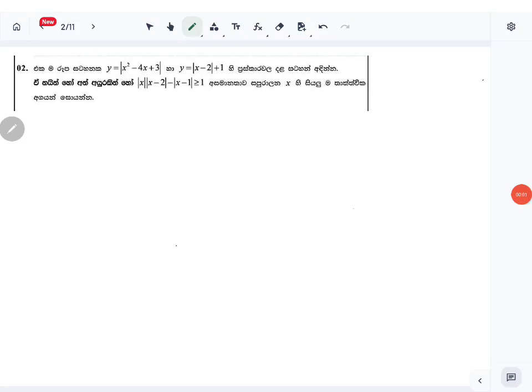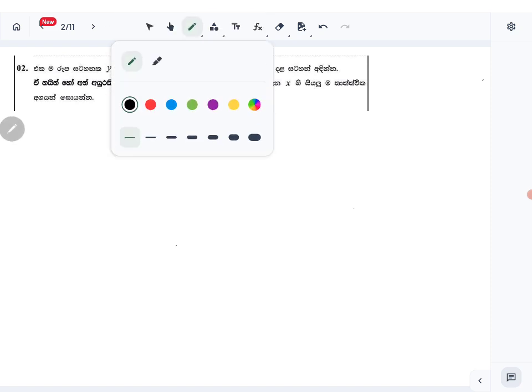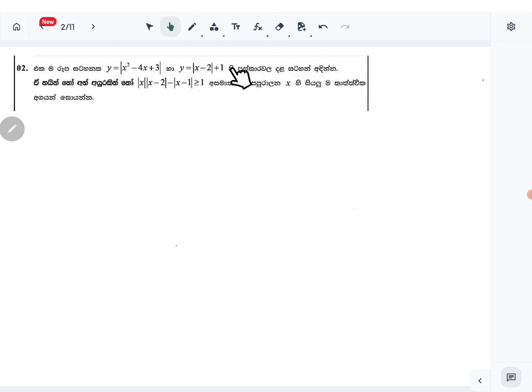Right. So the second question in Pure Mathematics, Western Province 2025, third term test paper. Right. So let's look at this one. So what is this? This is the absolute value graphs. So this is a little bit different from what you normally get. There's a linear one, but there's a quadratic one also.